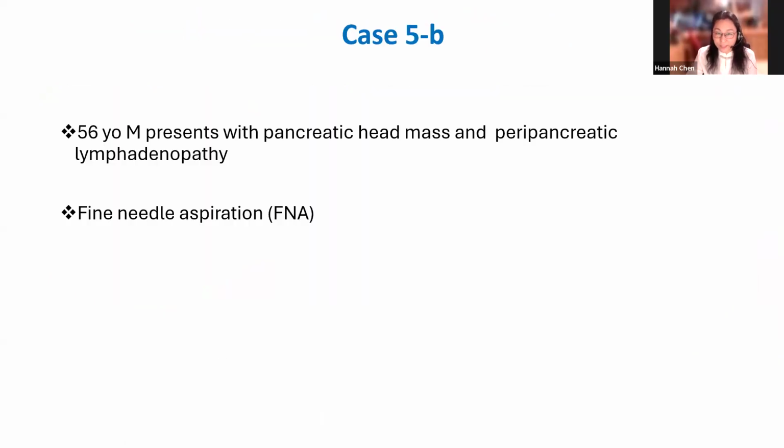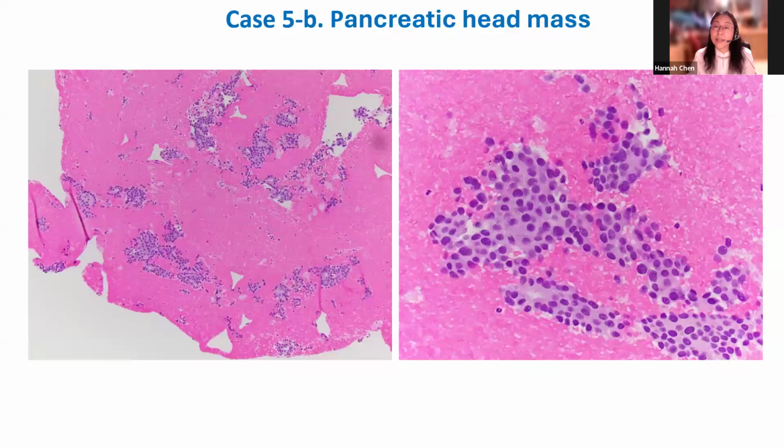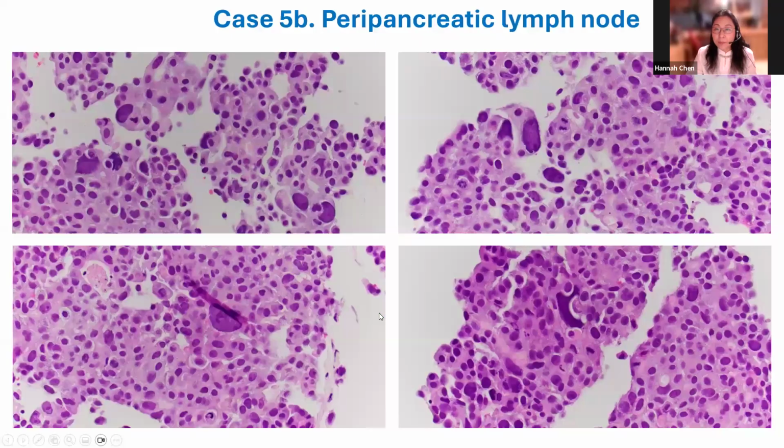Another case, a different case, but associated with this topic. It's a 56-year-old male who presents with a pancreatic head mass and peripancreatic lymphadenopathy. FNA was performed. For the pancreatic head lesion, the FNA specimen shows very monomorphic tumor cells. It's also trying to form structures here.